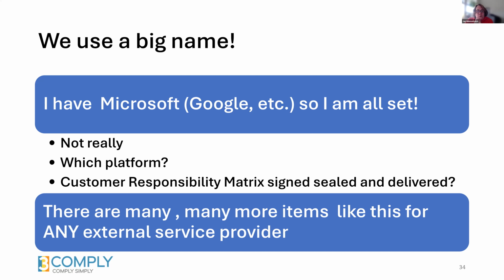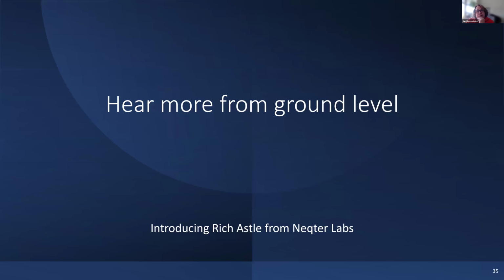And we've mentioned before, and Rich will go into a little bit more detail about the customer responsibility matrix. Did you actually do it? Do you actually have it in place? And there are many, many more items like this for any external service provider. So you can use a big name and still not be there. You can use a small name and you're definitely not there.